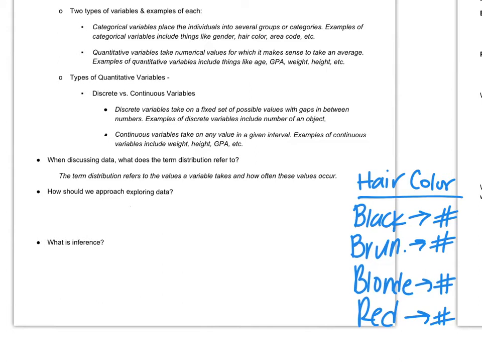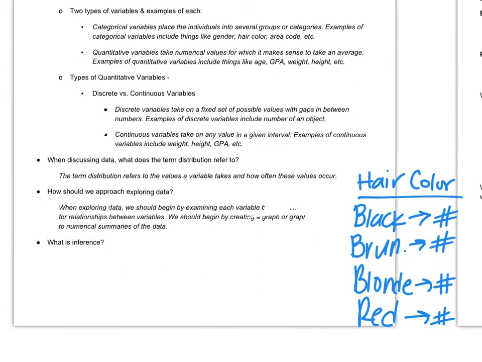So when we're looking at exploring data, which is what we're going to spend a good amount of time doing, how do we approach trying to explore the set of data? When exploring data, what we should do is start by looking at each variable by itself. Then we would move on to looking at relationships between variables.